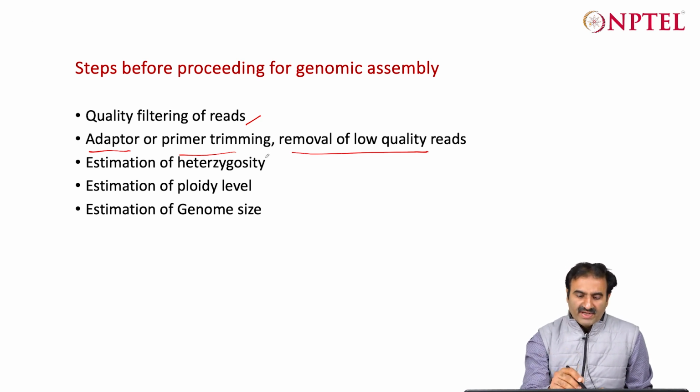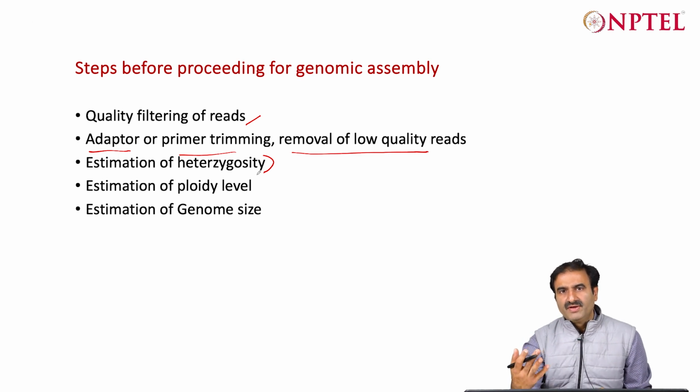Then using that you can estimate the heterozygosity, because that will tell you how complex your genome assembly may be. If it is more heterozygous, it will form parallel branches in the De Bruijn graph, and that will interfere. Similarly, 1% or more heterozygosity is generally not good for assembly purposes, right?